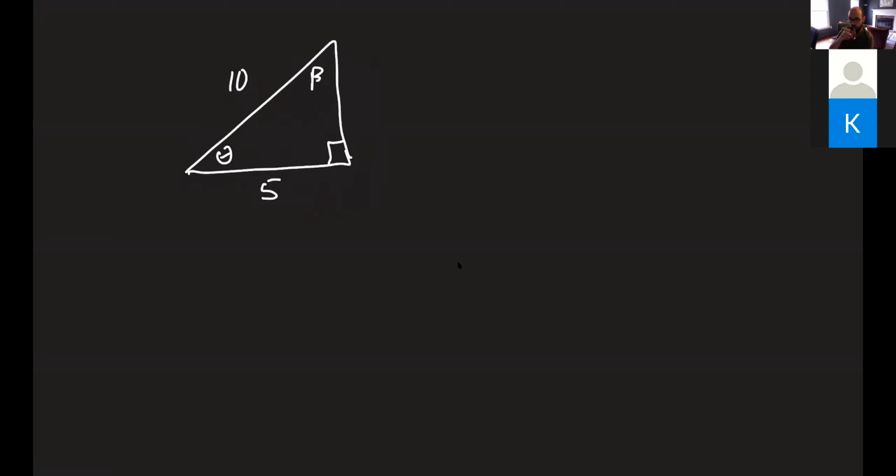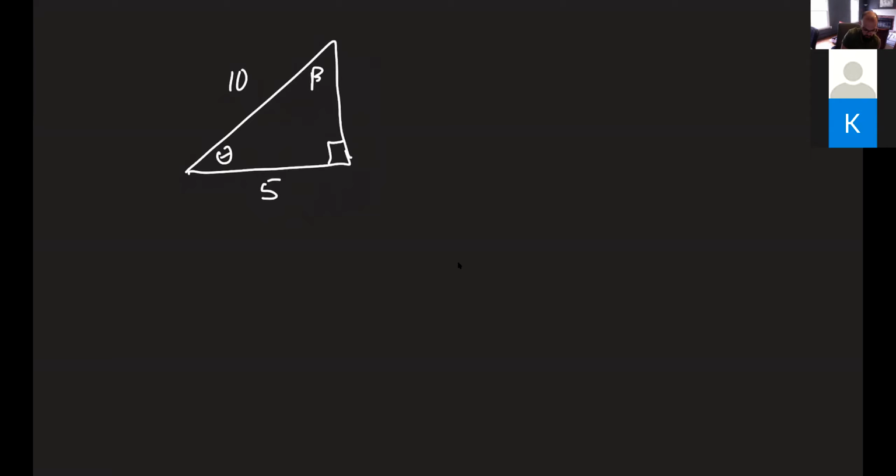I found the missing side. The side, yeah. I think I would do the same in this case. So find those missing side lengths first. So how did you do it, Carrie? Did you Pythagorean theorem it?